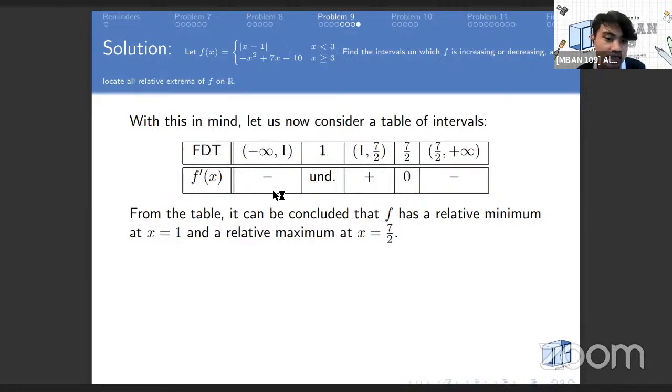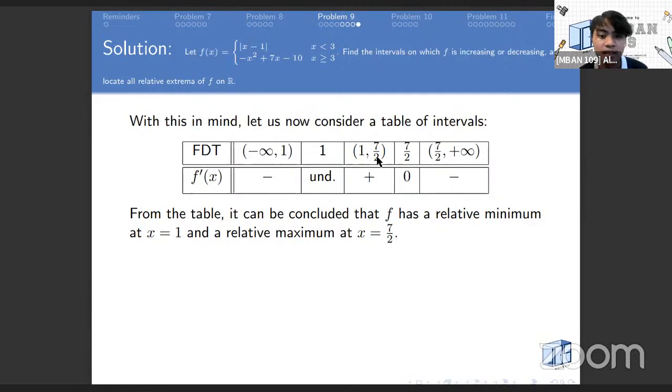Relative minimum siya since yung first derivative sa left side or sa interval negative infinity to 1 is negative. Tapos ang first derivative naman dun sa right side niya or sa interval na 1 to 7 halves is positive. So base sa dun sa ating theorem kanina, x equals 1 is a relative minimum, or merong relative minimum at x equals 1.